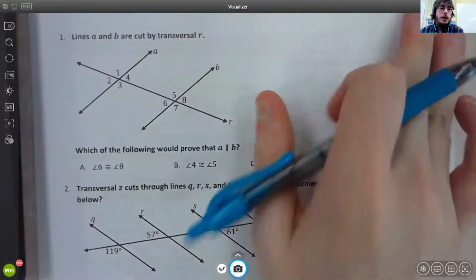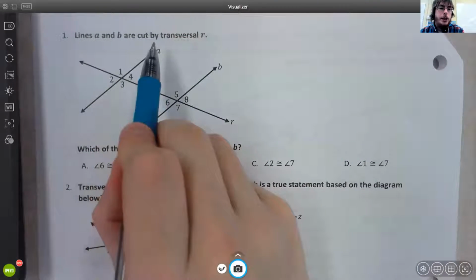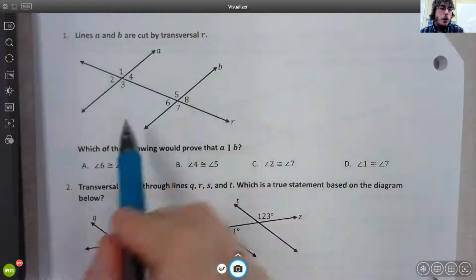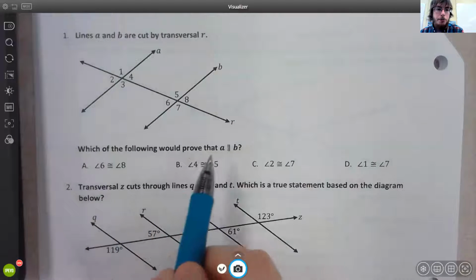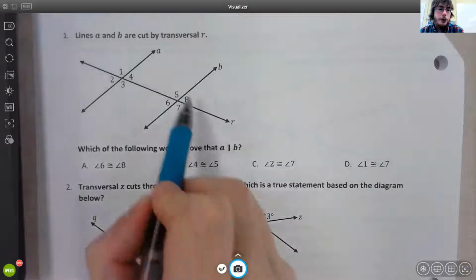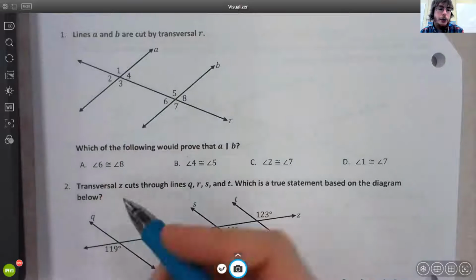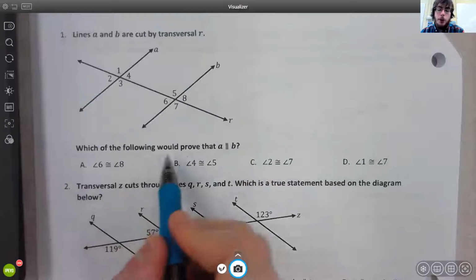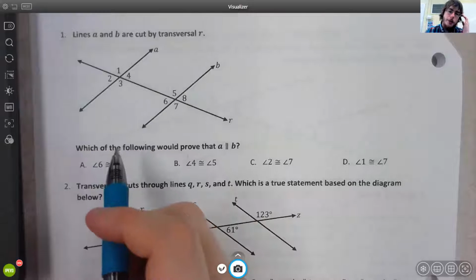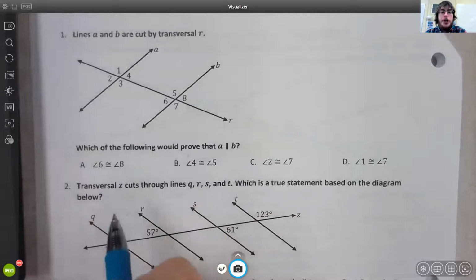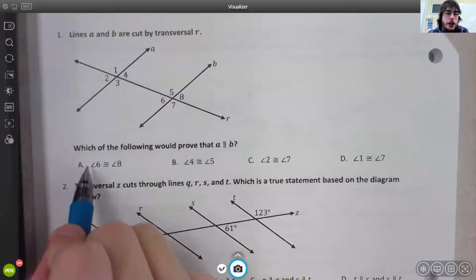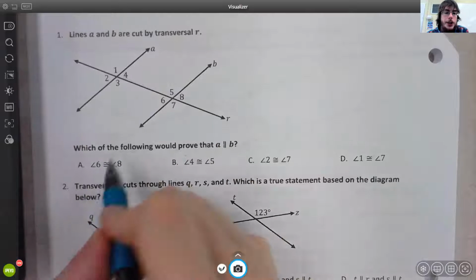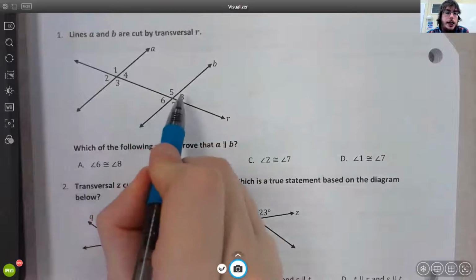Number 1 says lines A and B are cut by transversal R. Which of the following would prove that A is parallel to B? Okay, so we're trying to prove that these two lines are parallel. So we're going to go through each of these things, and we're going to be using the special angle pairs properties, whether they should be congruent or supplementary or not. So answer choice A, angle 6 is congruent to angle 8. So we look at angle 6 and 8.